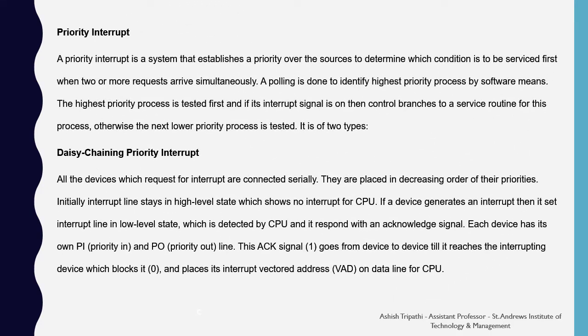Priority interrupt. A priority interrupt is a system that establishes a priority over the sources to determine which condition is to be serviced first when two or more requests arrive simultaneously. A polling is done to identify the highest priority process by the software means. The highest priority process is tested first, and if its interrupt signal is on, then control branches to a service routine for its process. Otherwise, the next lower priority process is tested.